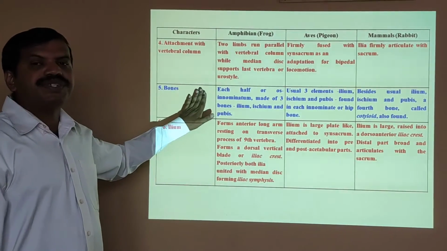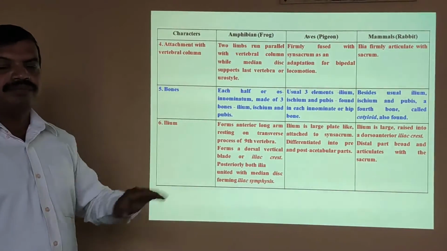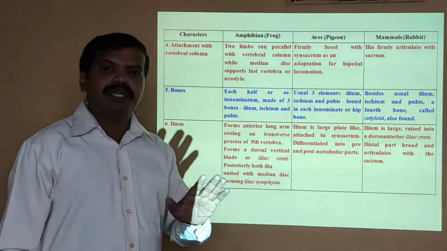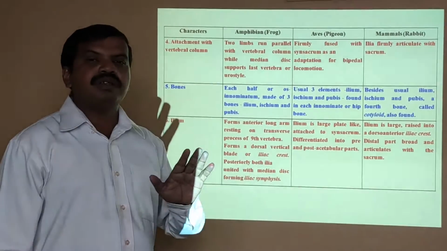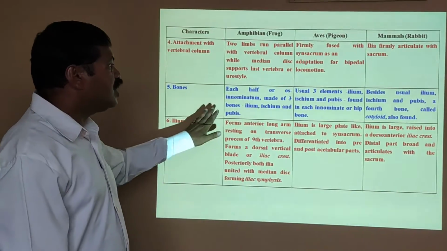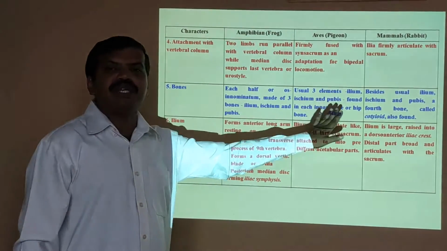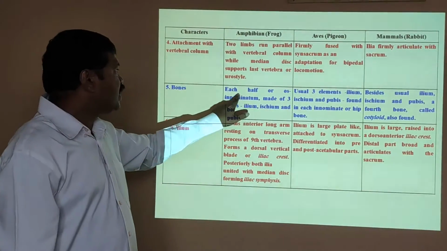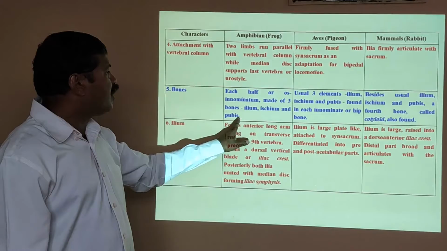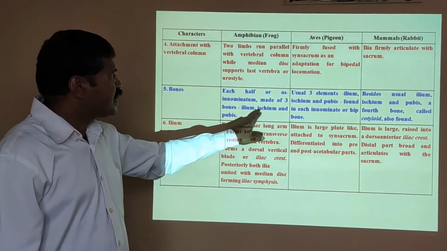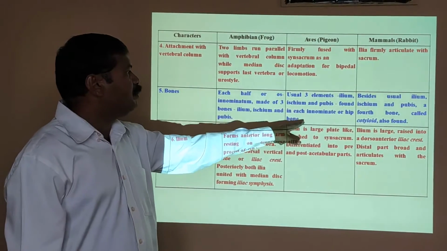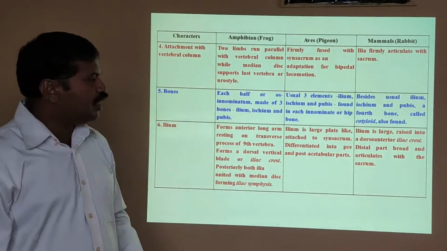The next is the bones which are present in case of the pelvic girdle. As I told you in the beginning, the pelvic girdle is made up of three fundamental bones, that is ilium, ischium and pubis. All these three bones are present in all three representative classes. So you can see each half is designated as os innominatum, made up of ilium, ischium and pubis. The same three elements are found in each os innominatum.